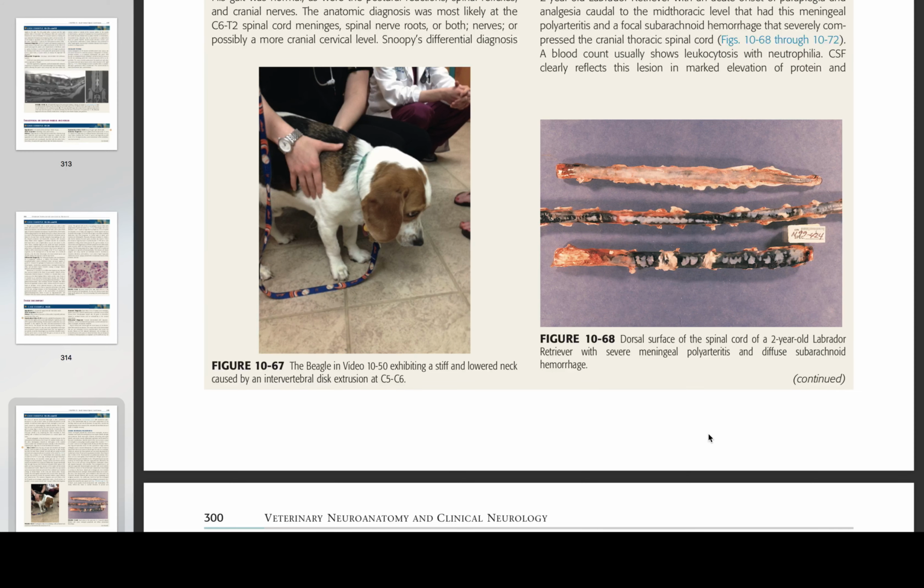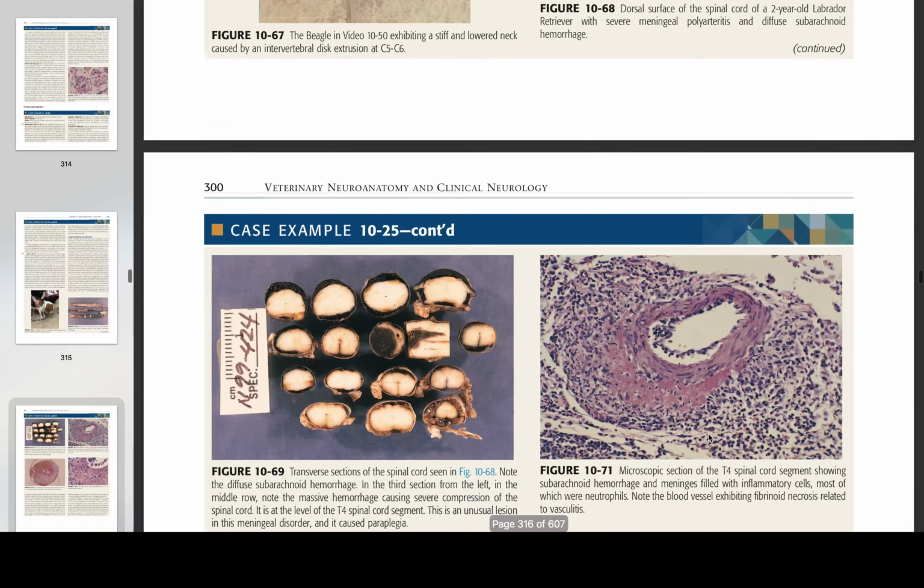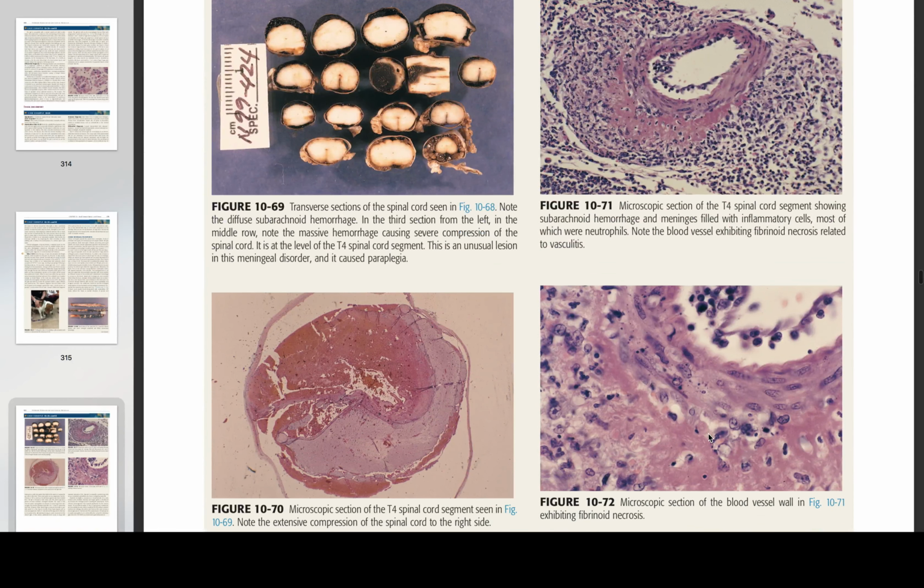Figures 10-68 through 10-72. A blood count usually shows leukocytosis with neutrophilia. CSF clearly reflects this lesion in marked elevation of protein and leukocytes, mostly neutrophils, hundreds to thousands of neutrophils per cubic millimeter. These neutrophils are non-degenerate. Xanthochromia in CSF is common. No infectious agents have been isolated from CSF. IgA is elevated in both serum and CSF, which supports a primary immune-mediated meningeal disorder. The cause of the immune system dysregulation is unknown.